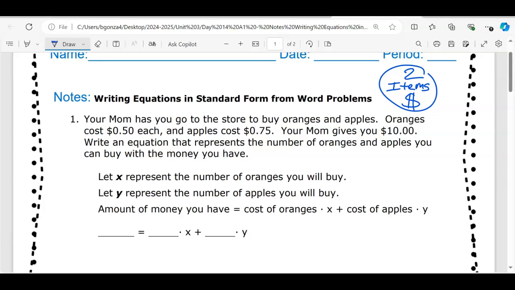Okay. So if you have 2 items and you're talking about money, you can write it in what's called standard form. Now you may or may not remember it, but this is what standard form looks like: Ax + By = C. Now, do this with me first.